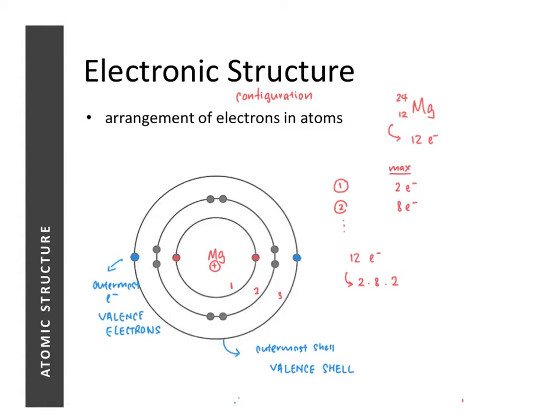Now there are two ways to represent the electronic structure, or electronic configuration, of an atom. One way is by drawing out the diagram that is shown here. The other way is to represent it by a series of numbers like this. The first number represents the number of electrons in shell 1, followed by shell 2, and then shell 3. In this case, shell 3 is also your valence shell. So we know from the series of numbers that there are 2 valence electrons.